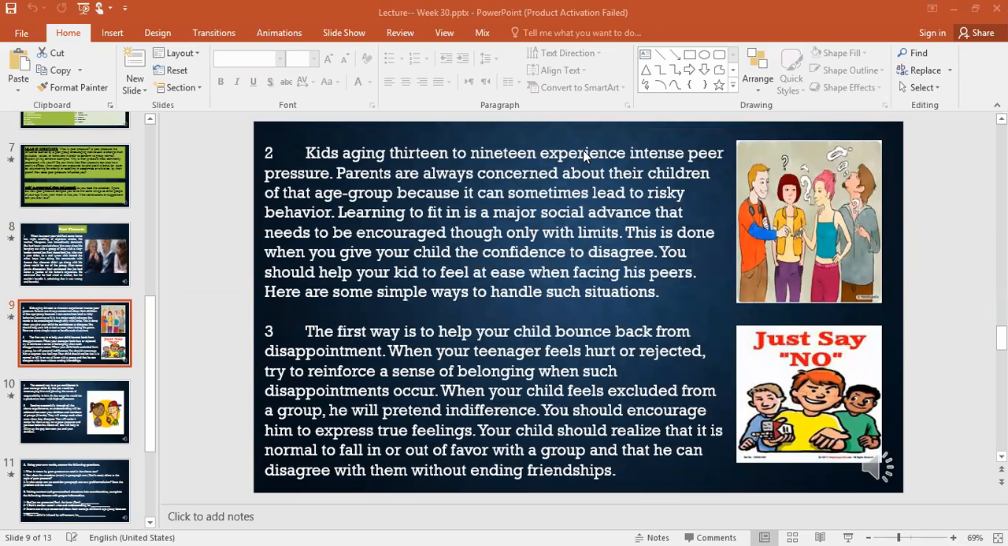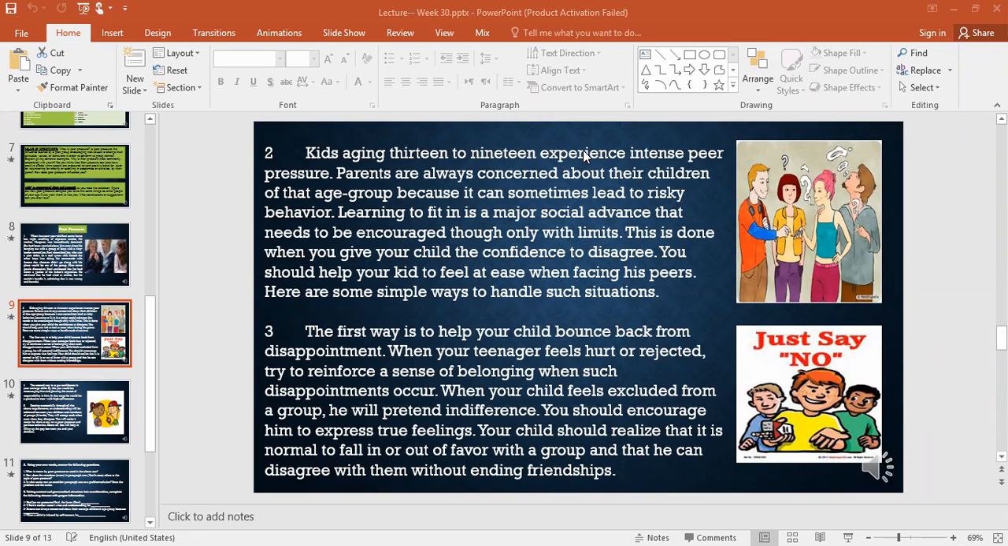Yes, miss. Kids aged 13 to 19 experience intense peer pressure. Parents are always concerned about their children of this age group because it can sometimes lead to risky behavior. Learning to fit in is a major social advance that needs to be encouraged, though only with limits. This is done when you give your child the confidence to disagree. You should help your kid to feel at ease when facing his peers. Here are some simple ways to handle such situations.